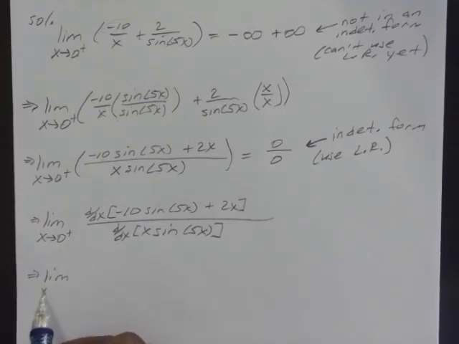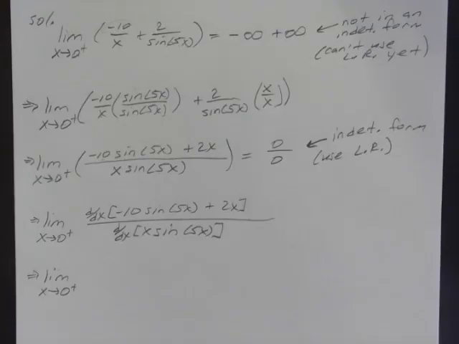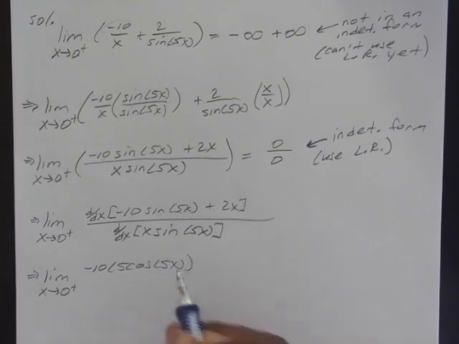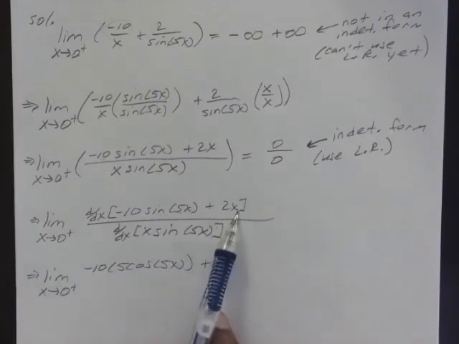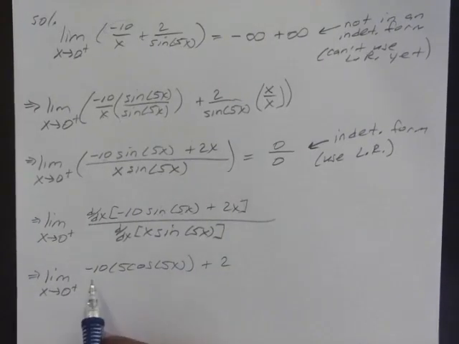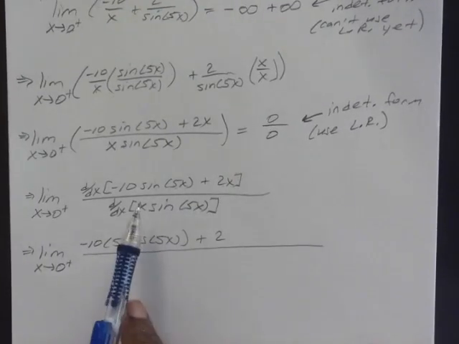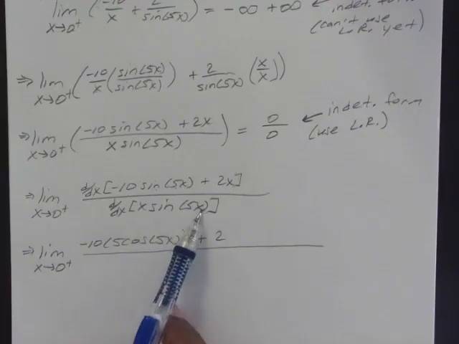Okay, so that gives us the limit as x approaches 0 from the right. The derivative of sine of 5x is cosine of 5x times the derivative of 5x, which is 5 cosine of 5x. So we have negative 10 times 5 times cosine of 5x plus the derivative of 2x, which is just 2, divided by the derivative of x times sine of 5x.